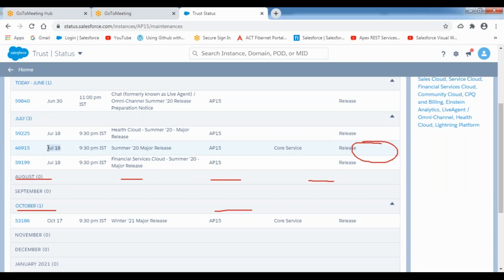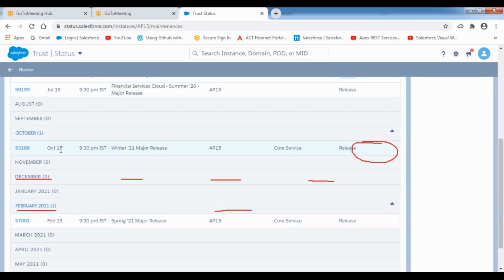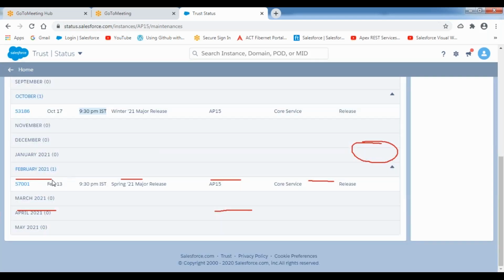On July 18th, at night 9:30 p.m., Salesforce is giving a new release. There is a maintenance activity here. Core services are impacted because of the new release. Now, October 17th, 9:30 p.m. IST, Salesforce is giving a new release, the Winter 21 major release. And then on February 13th of next year, February 2021, Salesforce is giving a new release called the Spring 21 major release.